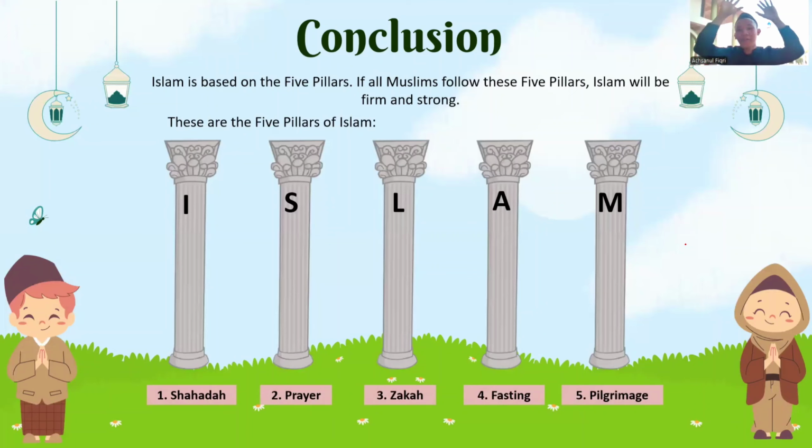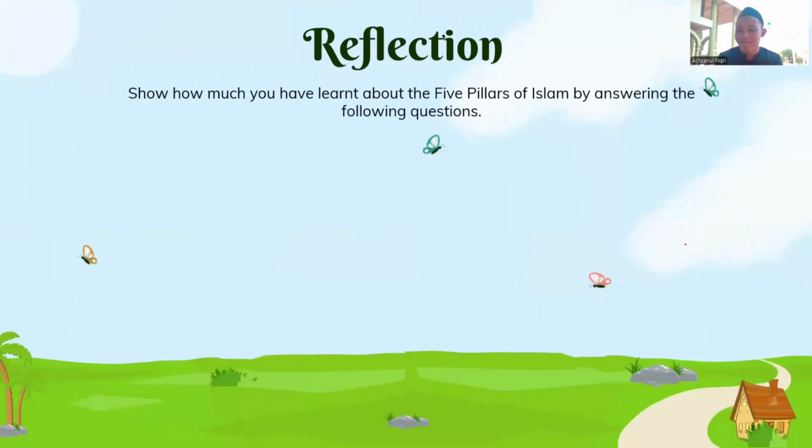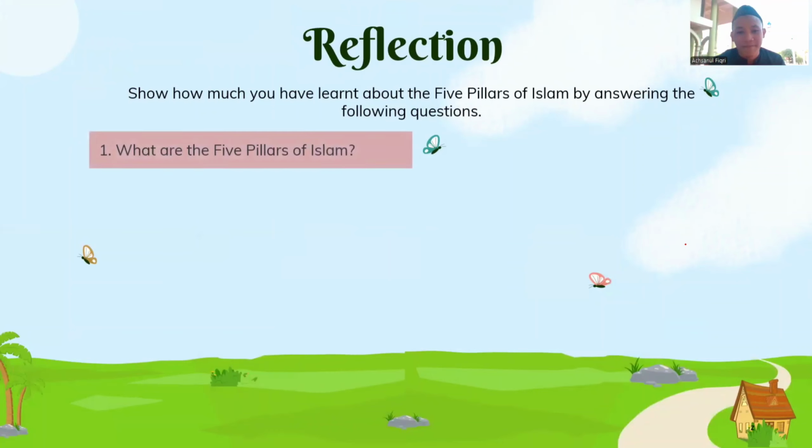Okay, after making a conclusion, I want to ask you some questions to reflect on our meeting today. Let's answer the questions. How much have you learned about the five pillars of Islam? Are you ready? I will mention them in order. What are the five pillars of Islam? Shahadah, Salah, Zakah, fasting, pilgrimage. What do we say for the first pillar?